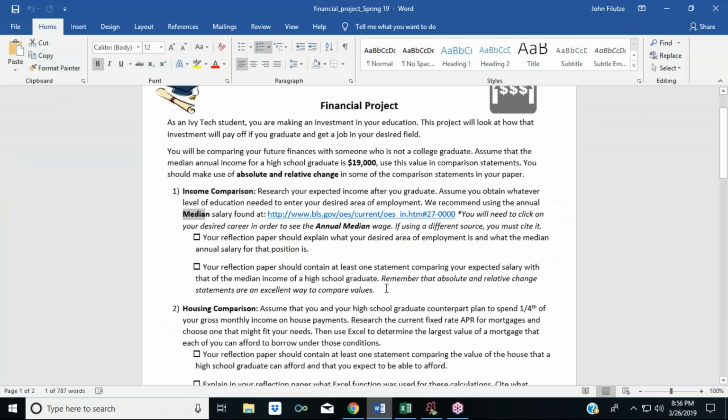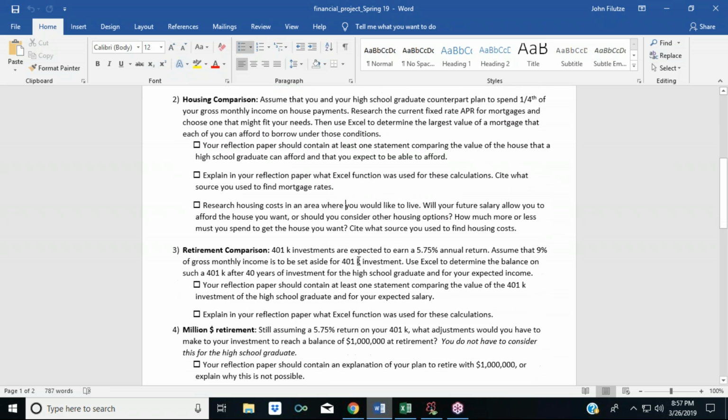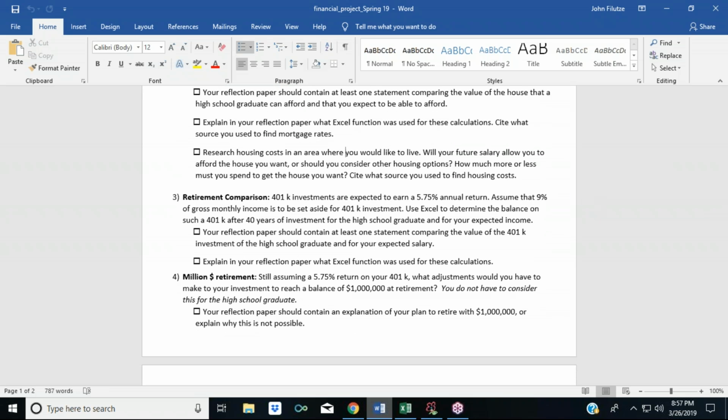And then it asks you to do some reflections. I'm not going to read those to you, but we're going to do a housing comparison. So you're going to have to do a little bit of research, find out what the APR is for mortgages. You're going to have to tell me where you got that number from, what bank, and if you can give me the link, that would be great. And then you're going to use Excel to determine the largest value mortgage you can afford with the conditions that are given right up here. And then you're going to make some statements there as it says.